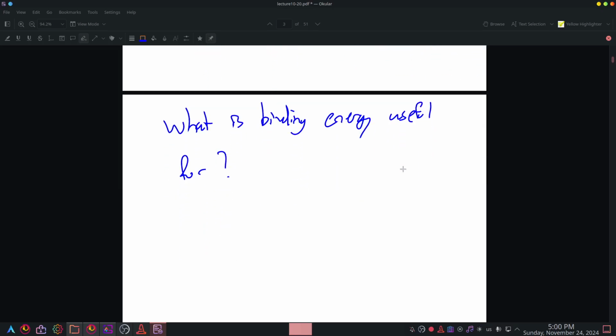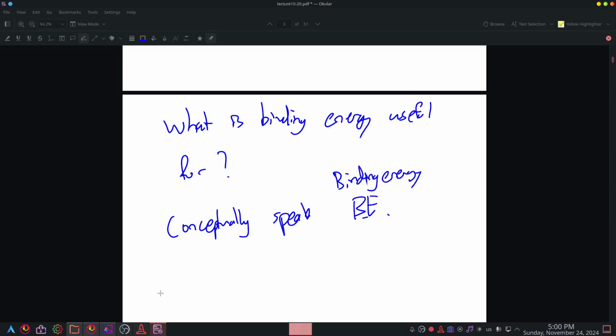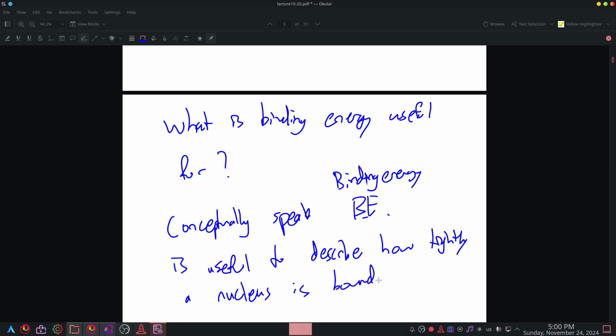Conceptually speaking, binding energy, I'll just call it BE for short now, is useful to describe how tightly a nucleus is bound. Well, not binding energy specifically, it's binding energy per nucleon. This is a very important metric. So conceptually speaking, binding energy per nucleon is used to describe how tightly a nucleus is bound.